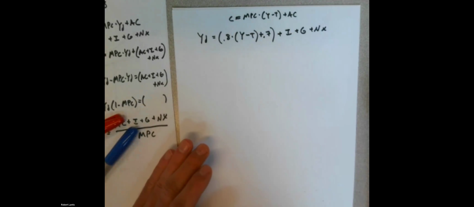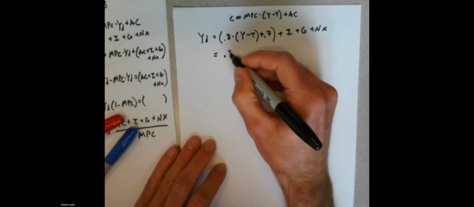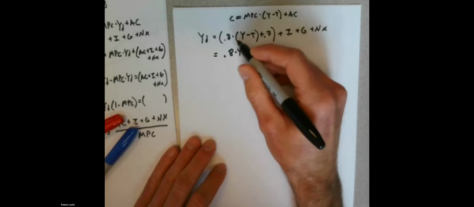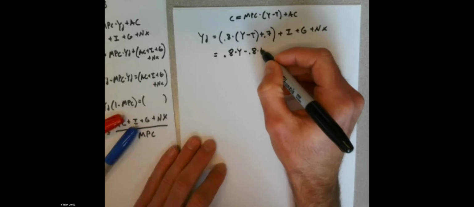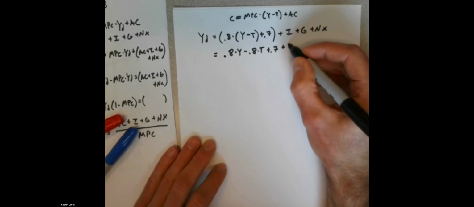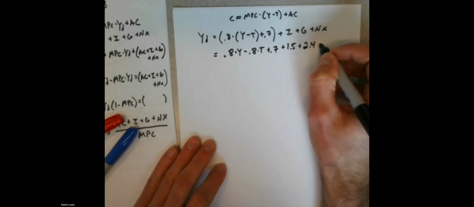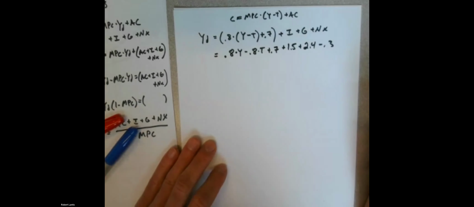So just plugging in the values that we had, we're going to end up with what? 0.8 times Y minus 0.8 times T plus 0.7. I think we had investments were 1.5, government spending was 2.4, net exports was 0.3.